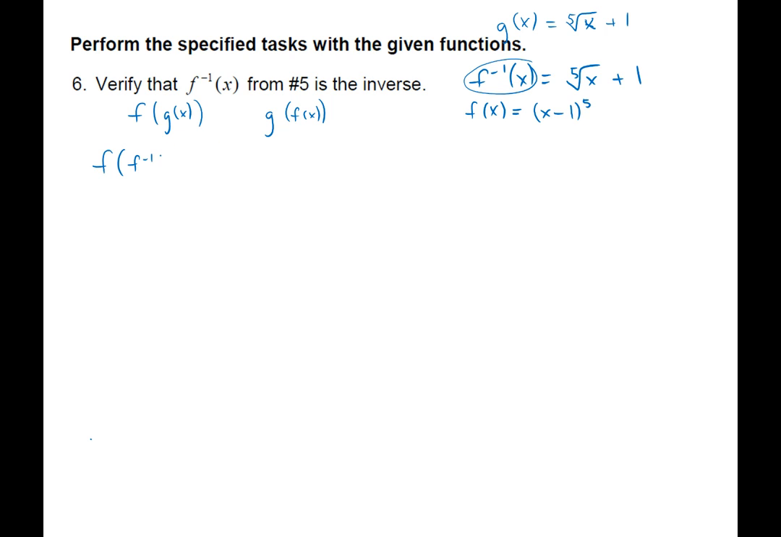So f of f inverse of x and f inverse of f of x. Whichever way you're more comfortable with, it doesn't matter if you do this version or this version, but you have to do the whole row. So either the top row or the bottom row. I'm going to stick with the f inverse notation, but again, whatever you're most comfortable with.